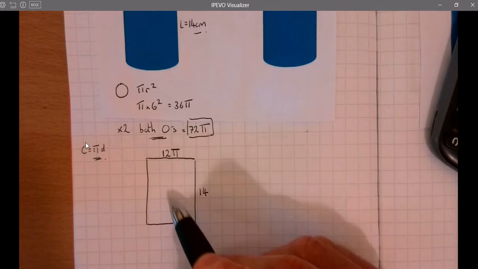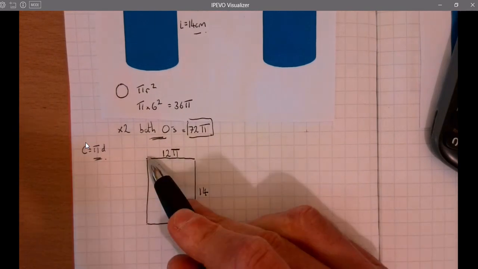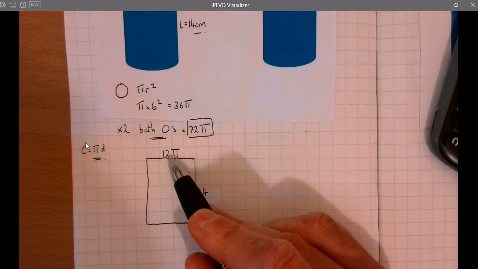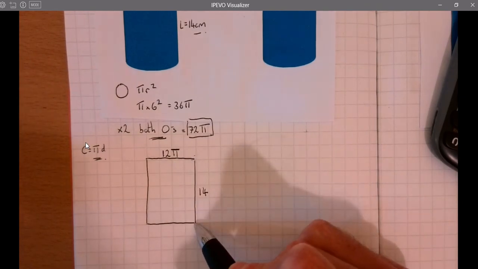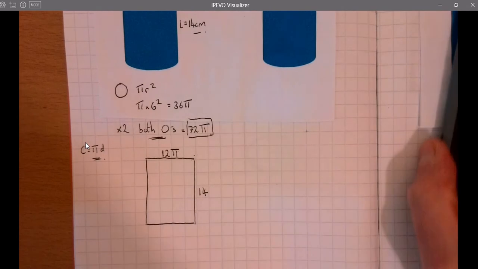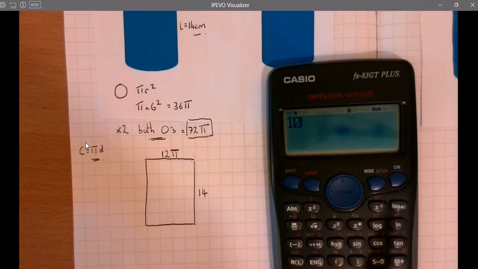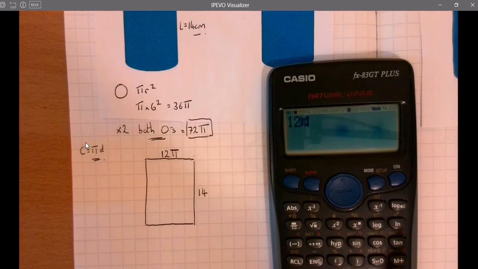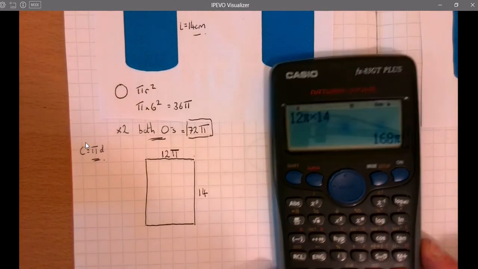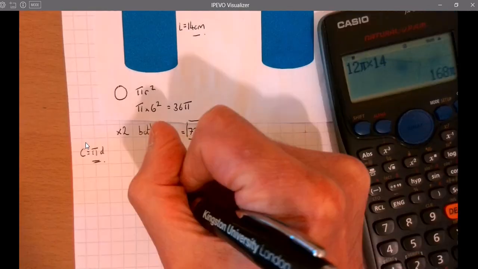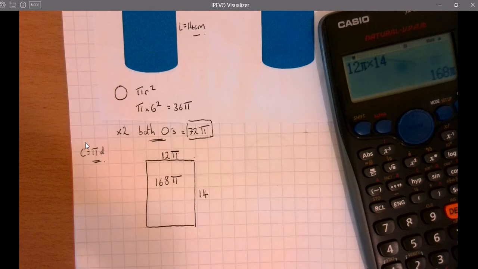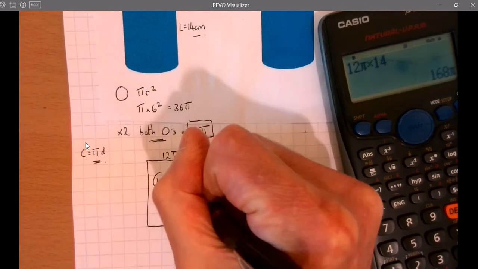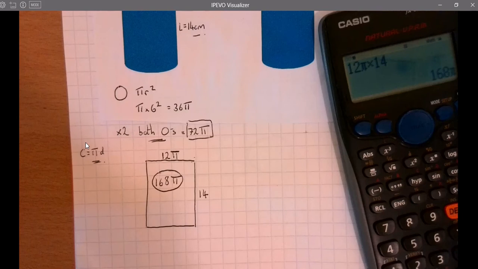And then to work out the area here, again, work it out if you want to. Actually do 12 times pi if you prefer, and then multiply this by 14. So 12 pi times 14. So again, let's use your calculator if you want to. So 12 times pi times 14. Now your calculator will actually give you the answer of 168 pi to start with, because it's suggesting that that's just a better way of writing your answer down. So that's the area of the curved part.